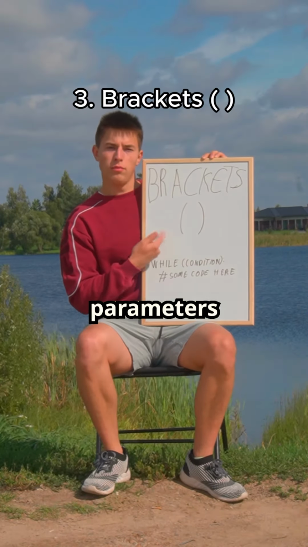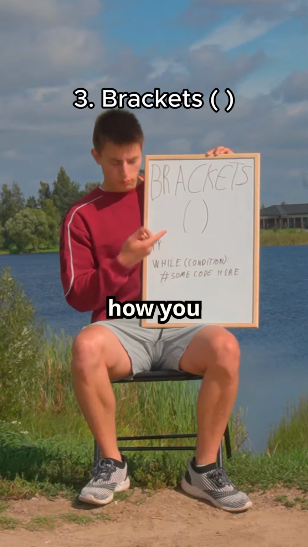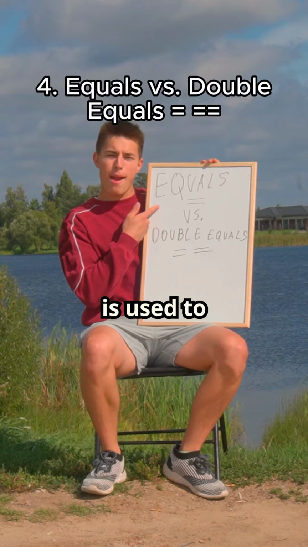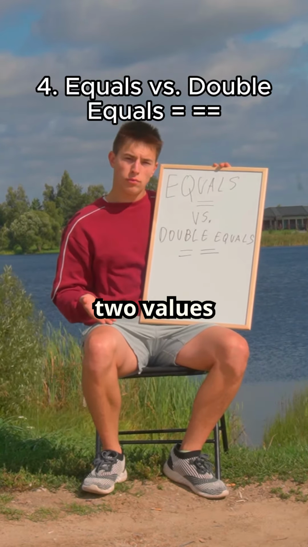Brackets. Used to hold things like parameters or arguments. Also used for comparisons in programming, similar to how you use them in math. For example, equals versus double equals. Equal sign is used to assign a value to a variable. Double equal sign is used to check if two values are equal.